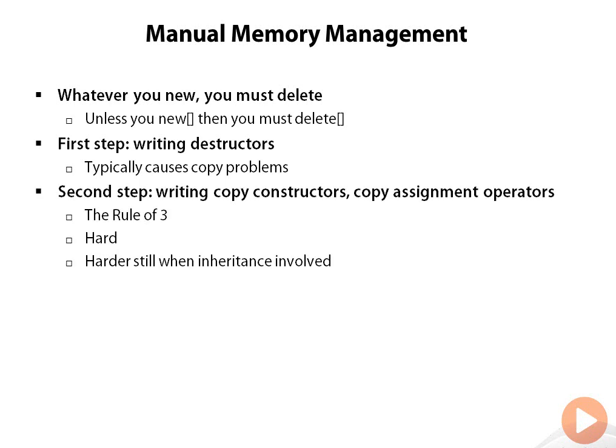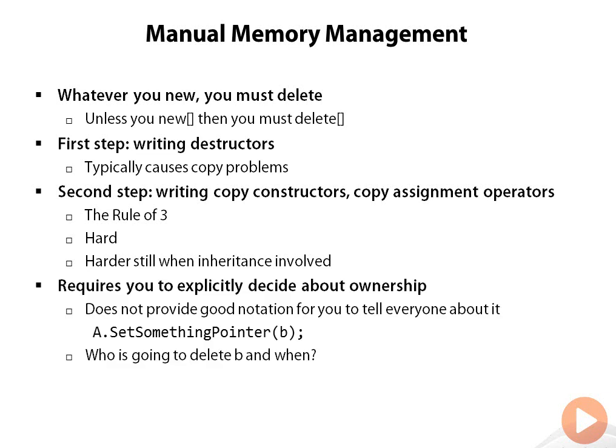So we go and we write copy constructors and copy assignment operators. These are often referred to as the rule of three. If you feel that you need to write one of destructor, copy constructor, or copy assignment operator, then you need to write all three. And you know what? It's hard. It's just hard. That's all there is to it. And it's especially hard if you're dealing with base and derived classes. One of the reasons that it's hard is that it really forces you to surface who owns what, and make that very clear in the way that you're writing the class.